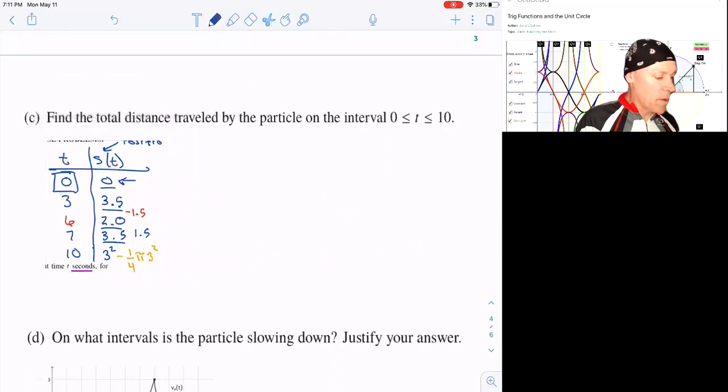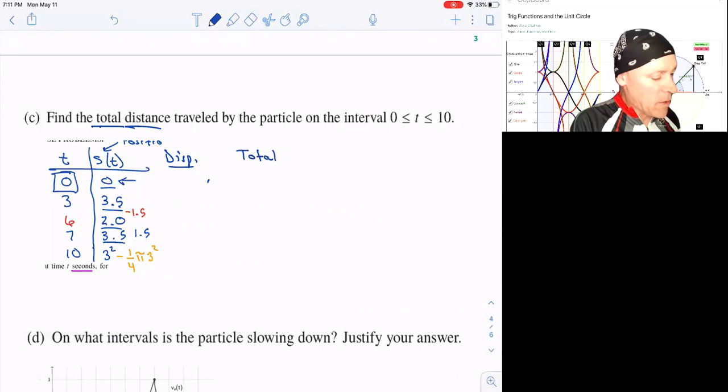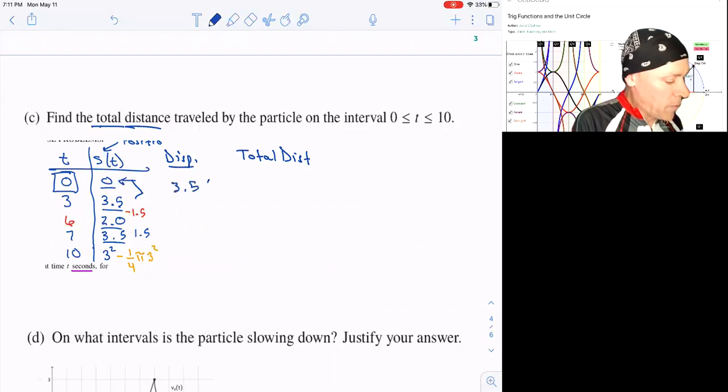And if I'm looking for total distance, what I'm looking at is I can kind of take each position here and say, okay, going from each position, I'm going to do, how about this? This would be displacement, and then this is going to be total distance. So I'm going from 0 to 3.5. Well, that is 3.5, which is total distance. It's also 3.5.